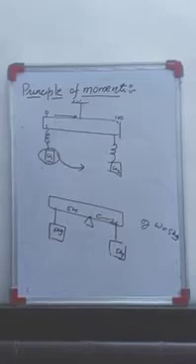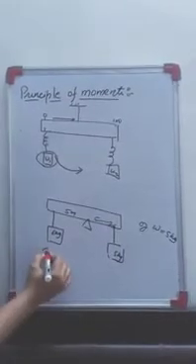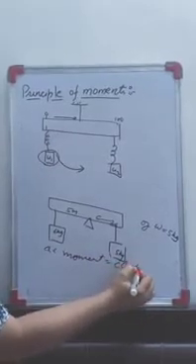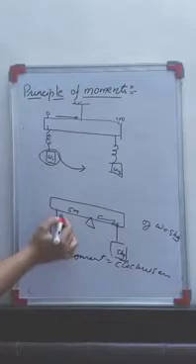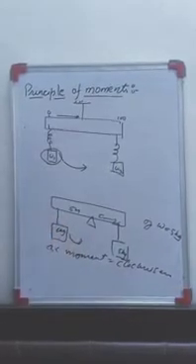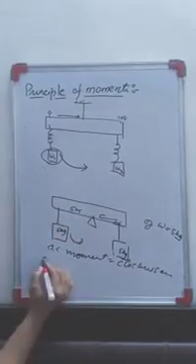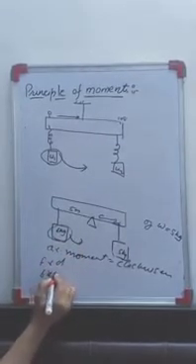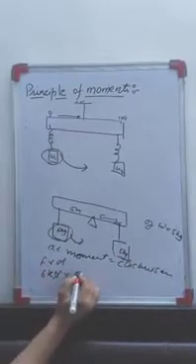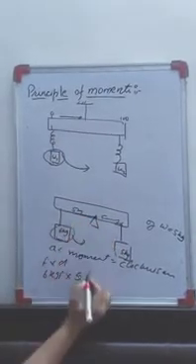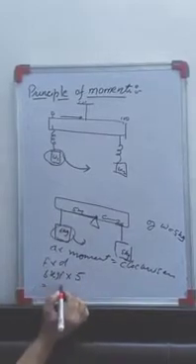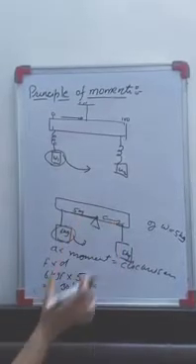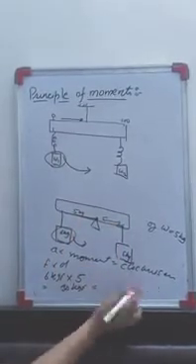Again we take the equilibrium condition: the anti-clockwise movement is equal to the clockwise movement. The anti-clockwise movement is force into distance. Force is 6 kgf, multiplied by the distance from the center, which is 5. So the anti-clockwise movement is 30 kgf, and to make it horizontal, it must be equal to the clockwise movement.